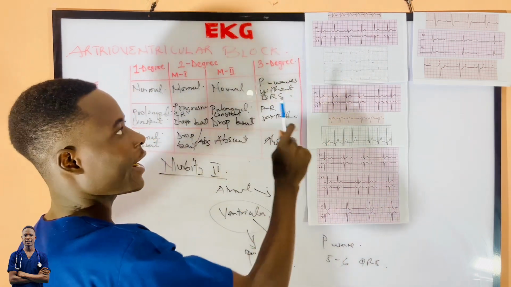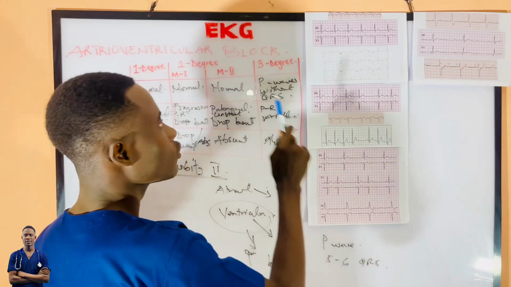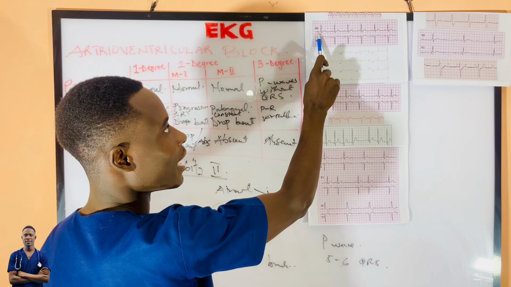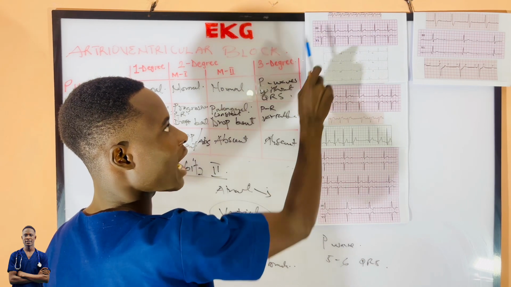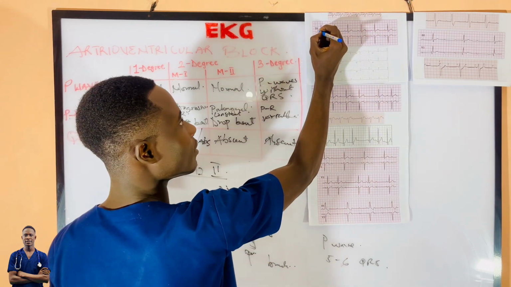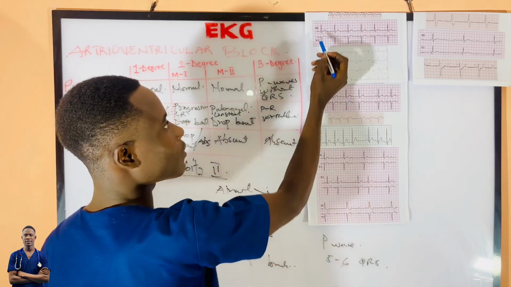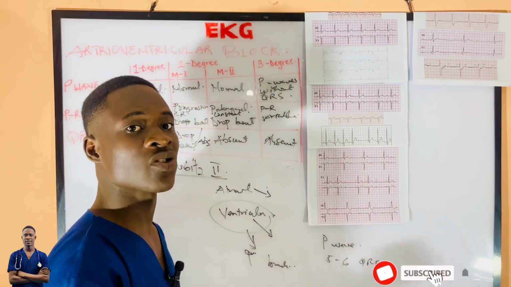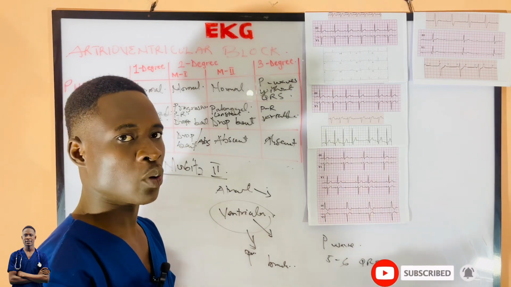Our first graph is the first degree block. For the first degree block, you see there's an increase in the length of the PR. This is our P, and this is our R. There's an increase in the length. It is more than 5 small boxes. So it's an increase. That means there's a blockage.